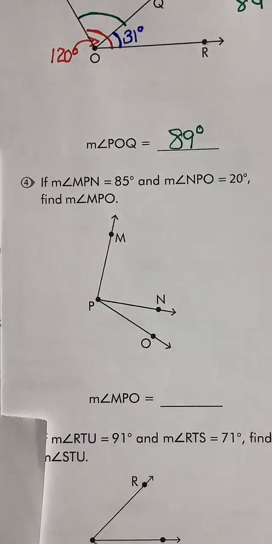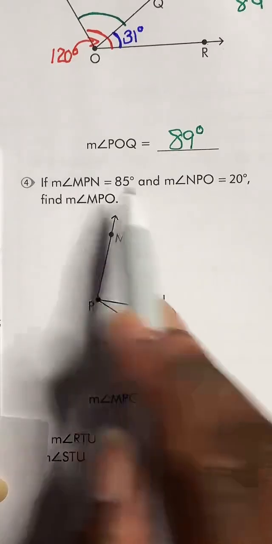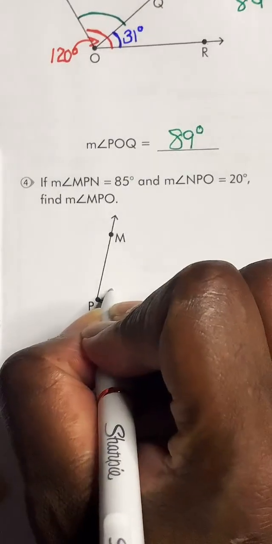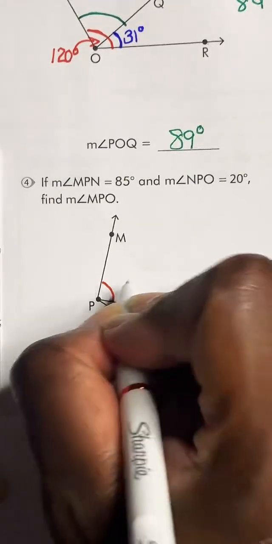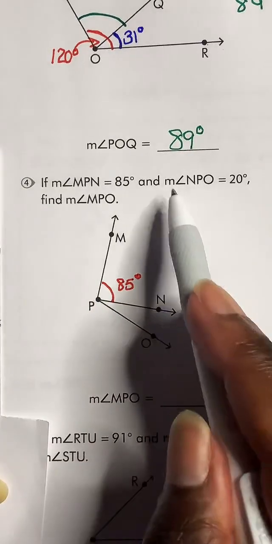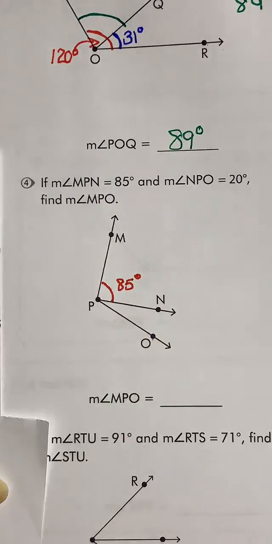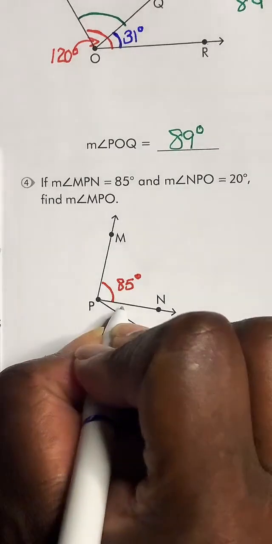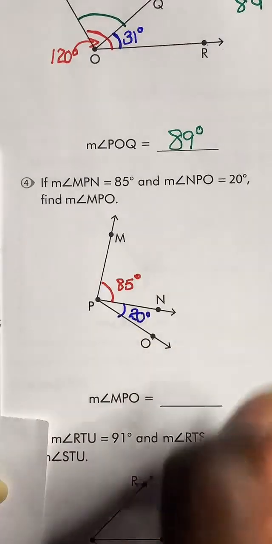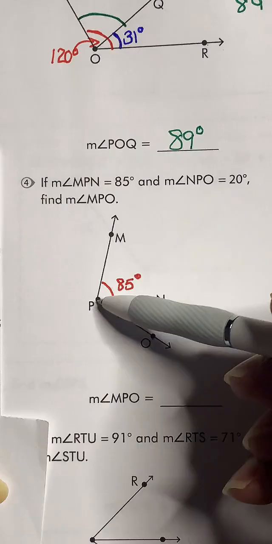So if the measure of MPN is 85 degrees, so the measure of this angle is 85 degrees, and the measure of NPO, this angle right here, is 20 degrees, they want us to find the measure of MPO.